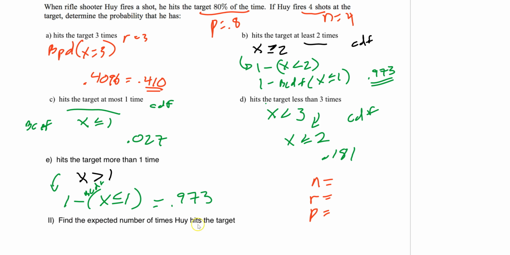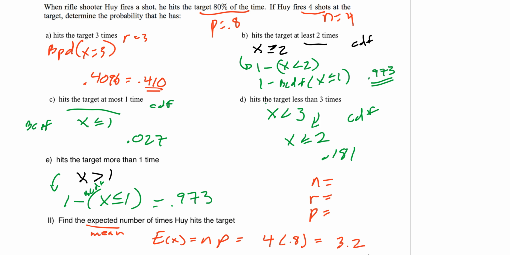Find the expected number of times Hugh hits the target, right? So expected number, that's the same thing as saying the average number, the mean. Expected, same thing as the mean or the average. So that's just NP on the formula sheet. You already have those two. N is 4, P is 0.8. We'll multiply those two together, and you get 3.2.